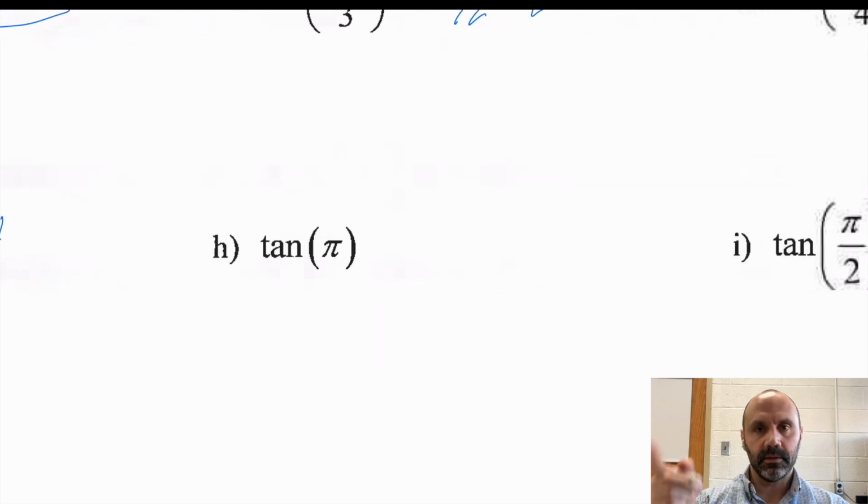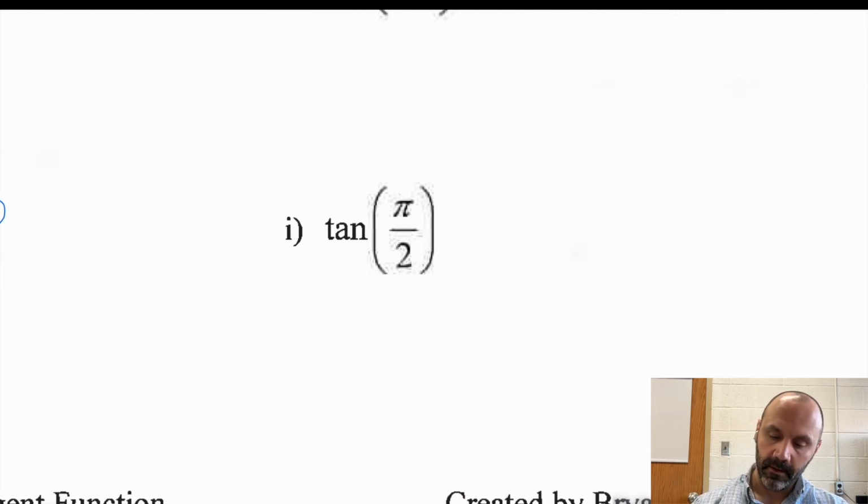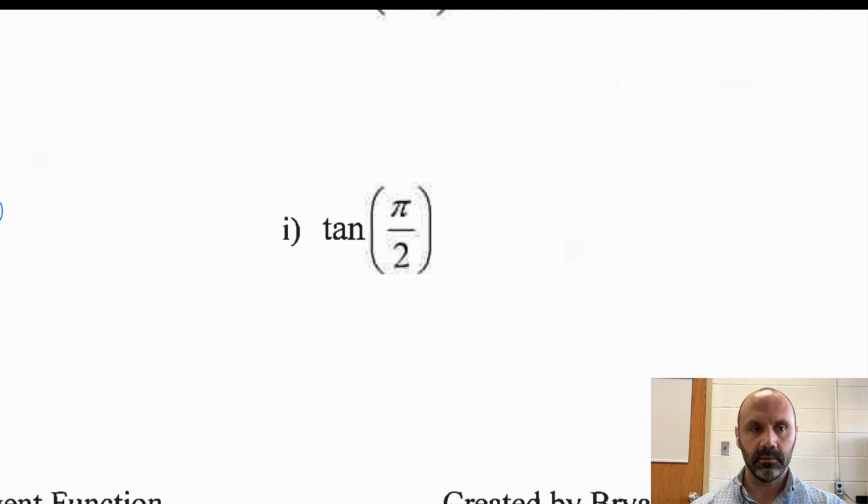Tangent of pi, it's all the way over on the left, 180 degrees. And I have sine is 0. And so this ends up just being 0. And then pi over 2, again, the vertical line between the first and the second quadrants. And so this one is also, I shouldn't write equals, undefined.